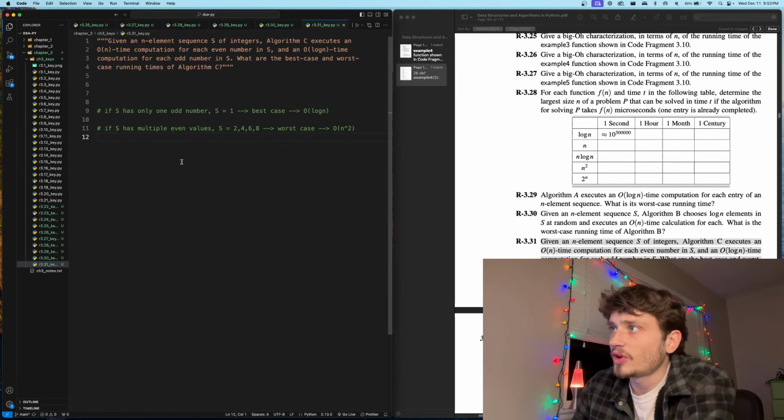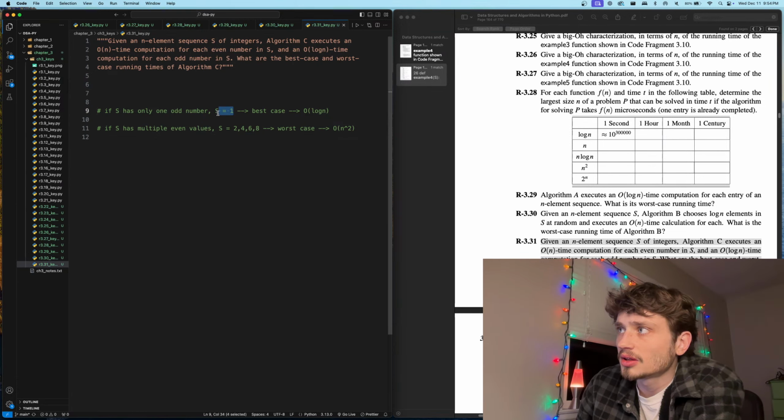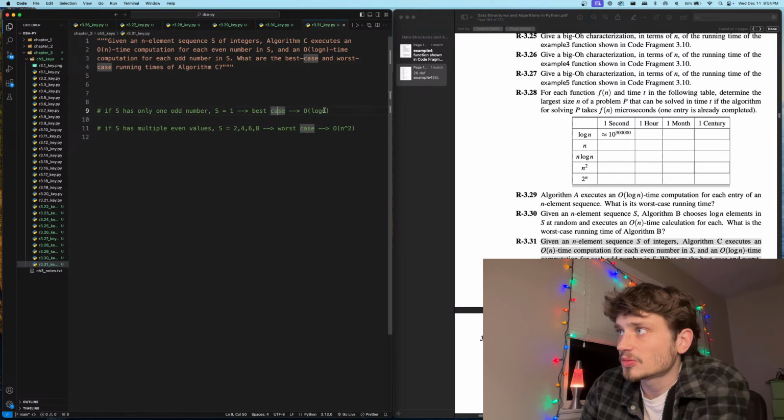Right? If you have one value in your sequence, if S is equal to 1, as in this case, then your best case would be log n. But if the sequence is 2, 4, 6, 8, you would get n squared.